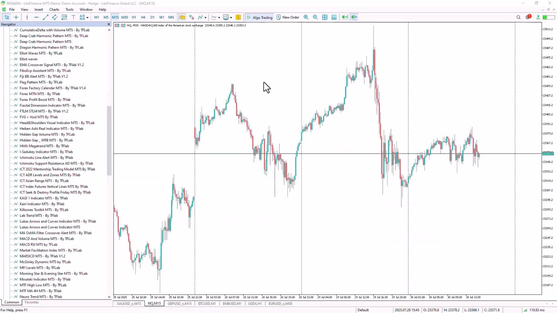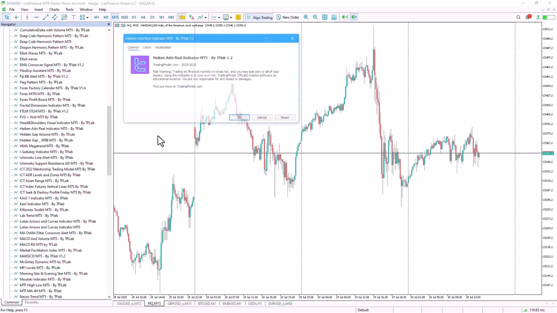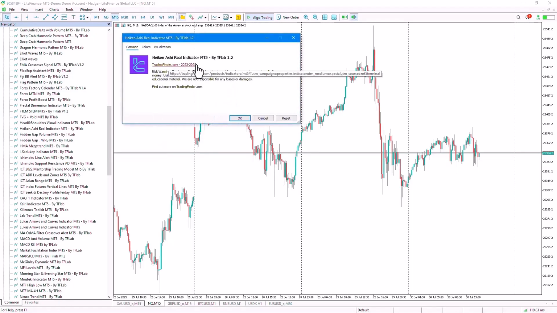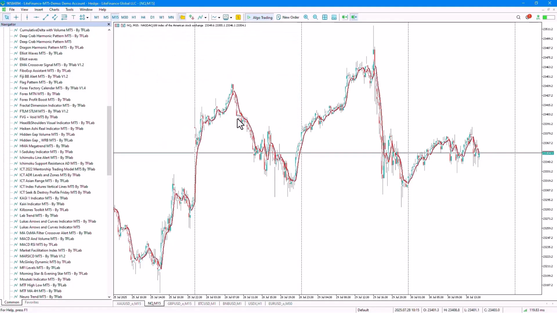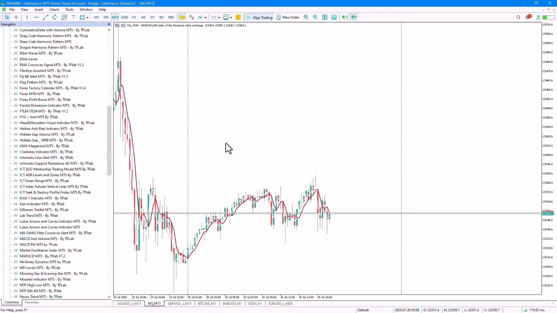From the Navigator section, we select the indicator file and run the indicator by dragging the file onto the chart. Once the indicator is running on the chart, it starts displaying red and white lines on the price chart.